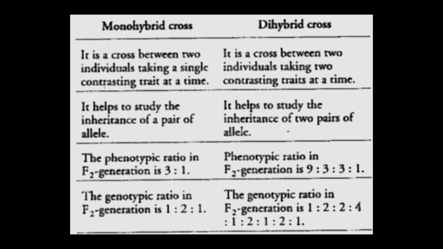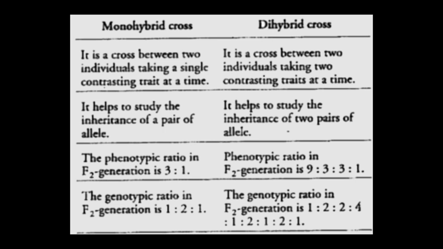So the next point is, monohybrid cross helps to study the inheritance of a pair of alleles. Dihybrid cross helps to study the inheritance of two pairs of alleles. So monohybrid cross is helpful to study inheritance of one pair of alleles. Dihybrid cross is helpful to study inheritance of two pairs of alleles.